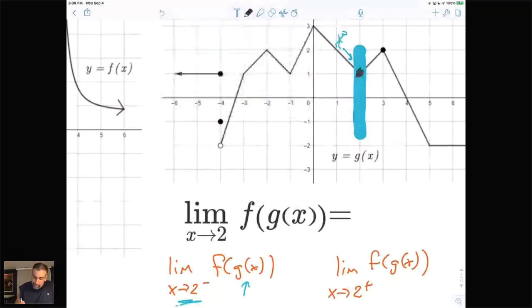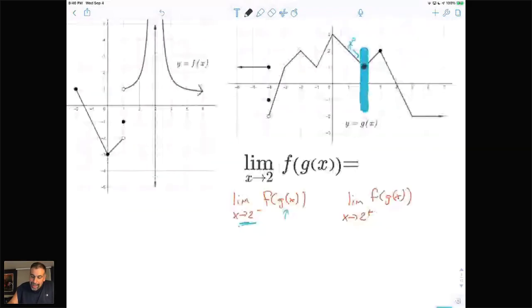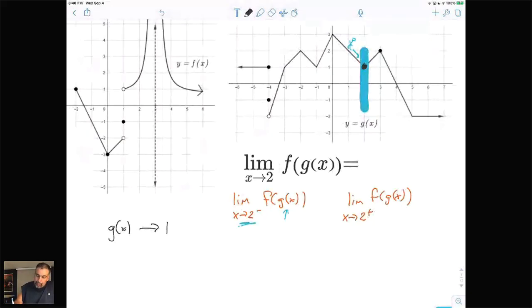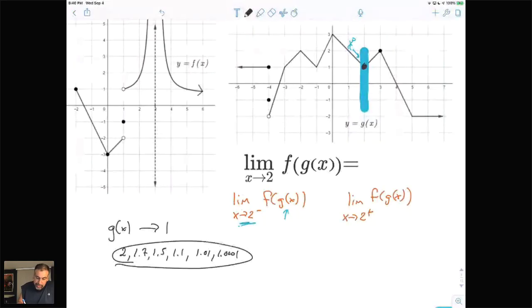So what's happening is, as we approach 2 from the left, g of x is approaching 1. But I want you to think about this for a second. Let's collect data. How is g of x approaching 1? Well, g of x is approaching 1 by coming from numbers higher than 1. Right now he's at the y value 2. Then he's going to go 1.7, then 1.5, then 1.1, and eventually 1.01 and 1.0001. When we look at this data, that leads us to conclude that g of x is approaching 1.